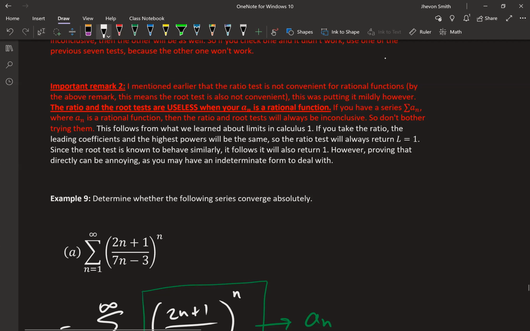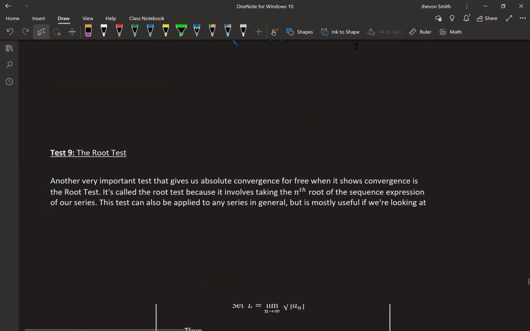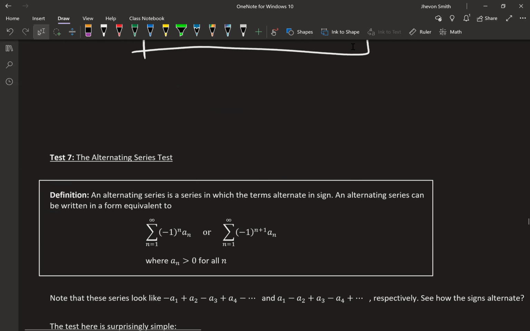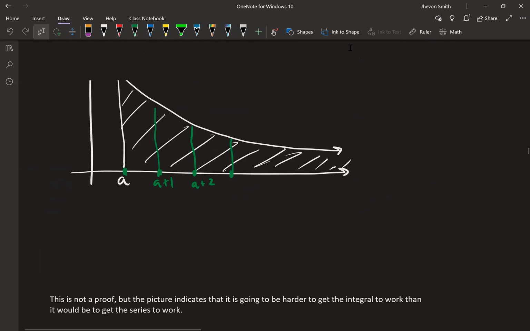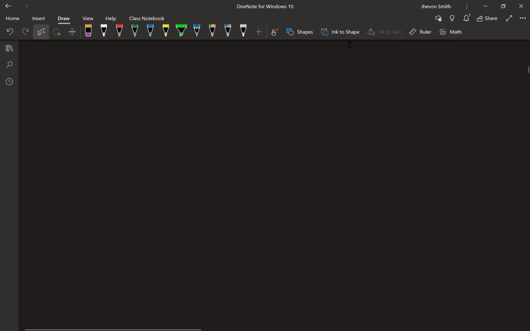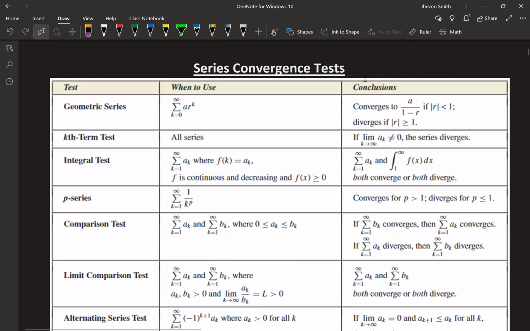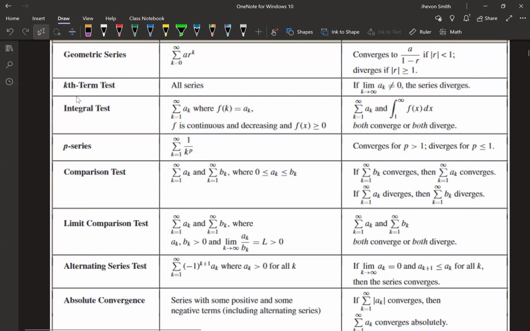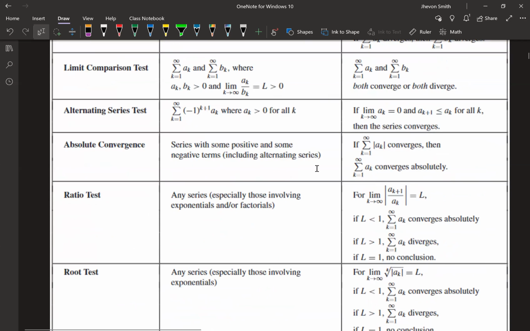So at this point, we've covered 9 tests. You can see them all at a glance in the table up here. That was at the beginning, right? Covered this guy. This guy here is the test for divergence, integral test, p-series test, comparison test, limit comparison test, alternating series test. Absolute convergence, that's not really a test. It's more of a process that you would go through that I'm going to talk about now. The ratio and the root test, right?